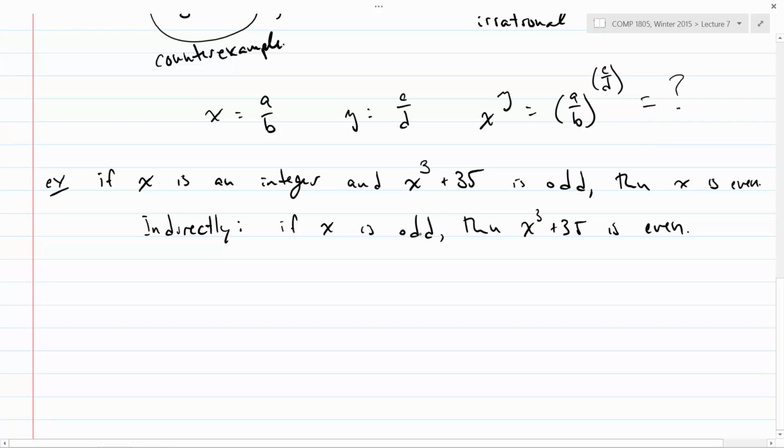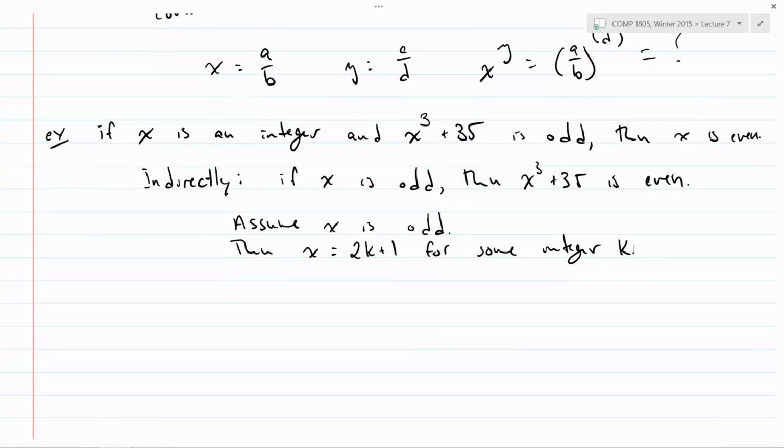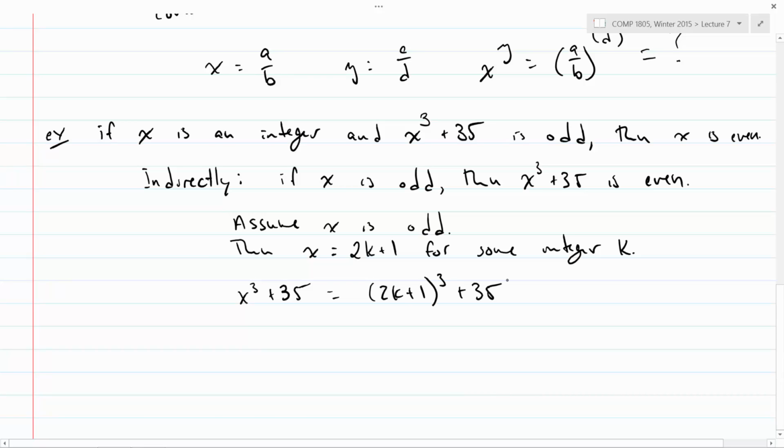Because we already know that x is odd, so it doesn't make sense to consider the case when it's not an integer. All right, so if x is odd, well, we assume that x is odd because we're doing an indirect proof. So assume x is odd. Then x equals 2k plus 1 for some integer k, because that's what an odd number looks like. All right, so now we know something about x, but we'd like to know something about x cubed plus 35. So x cubed plus 35 is equal to (2k plus 1) cubed plus 35. And that's kind of annoying to do, but we can figure it out.